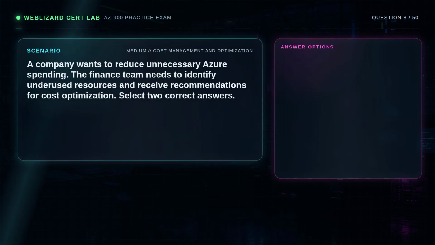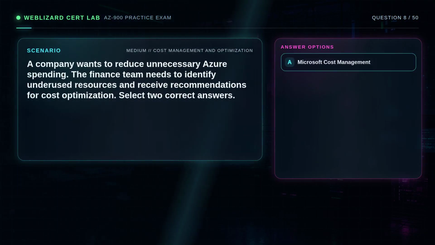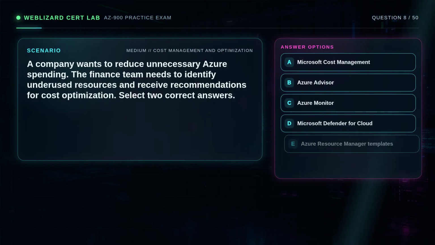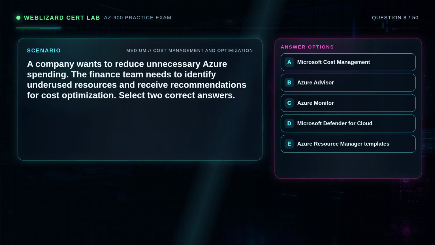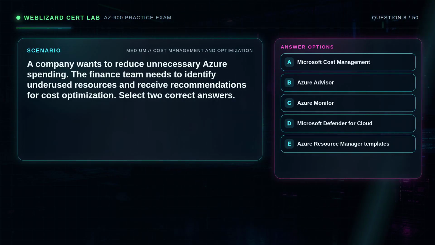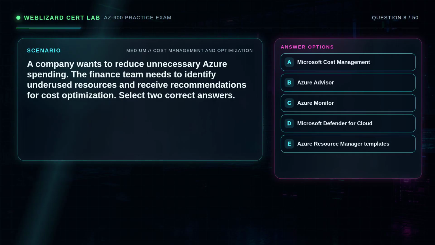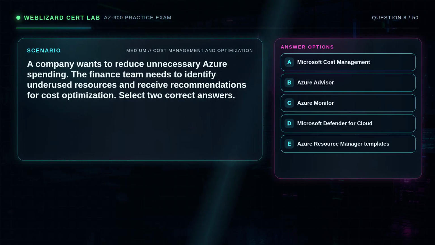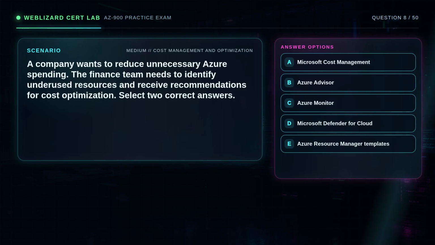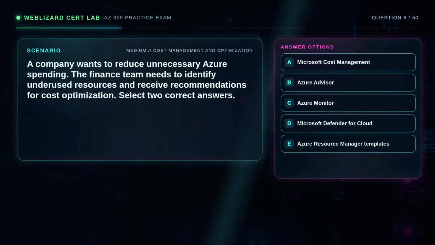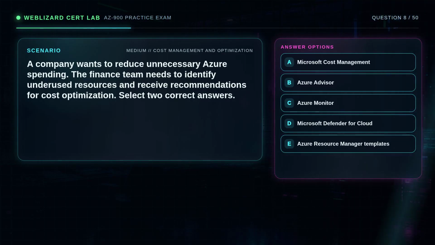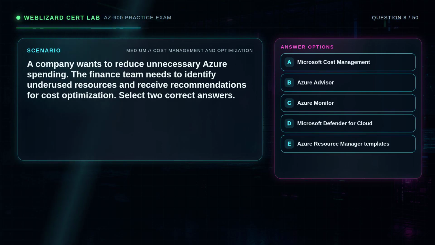Question 8. A company wants to reduce unnecessary Azure spending. The finance team needs to identify underused resources and receive recommendations for cost optimization. Select two correct answers. A. Microsoft Cost Management. B. Azure Advisor. C. Azure Monitor. D. Microsoft Defender for Cloud. E. Azure Resource Manager Templates.